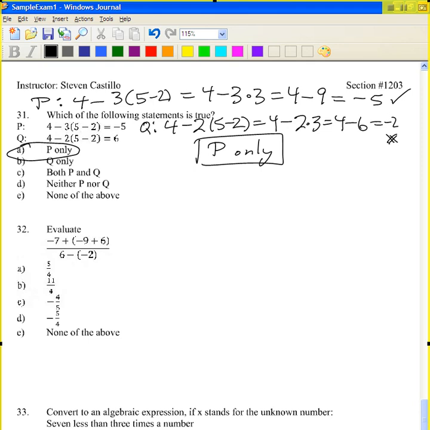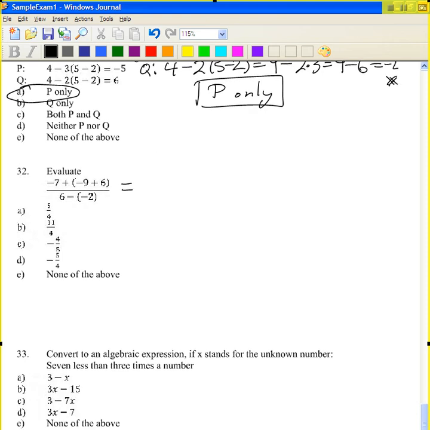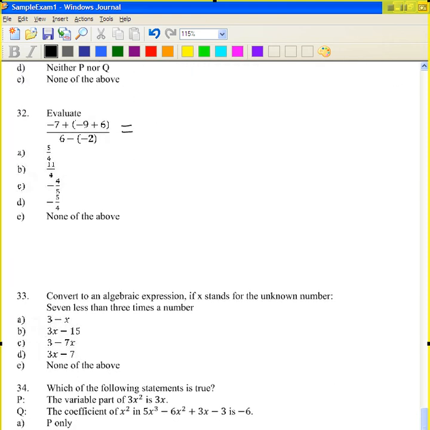Evaluate negative 7 plus negative 6, negative 9 plus 6. Well, since it's in the parentheses, let's do that first. Negative 9 plus 6 is a negative 3.